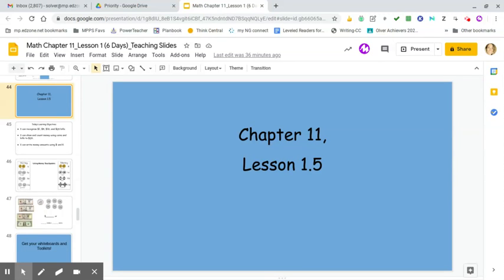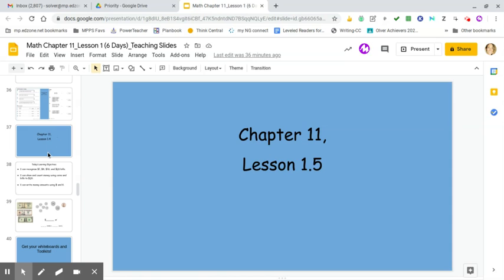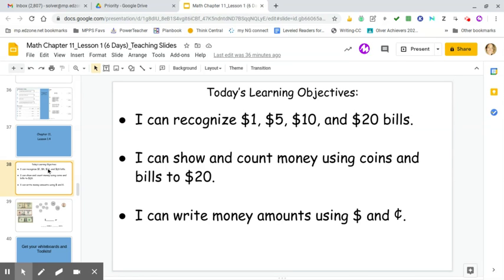All right, here's our lesson for chapter 11, lesson 1.4, not 5, excuse me. Our objective today is to be able to recognize $1, $5, $10, and $20 bills. We want to be able to show and count money using coins and bills to $20. And we want to be able to write money amounts using the dollar sign and the cent symbol.